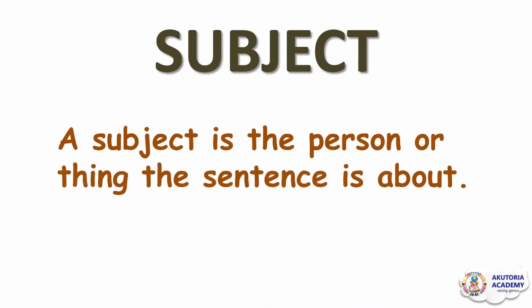We'll start by explaining what a subject is. A subject is the person or the thing the sentence is about. So the person the sentence is about or the thing the sentence is about is the subject. Let's see an example.